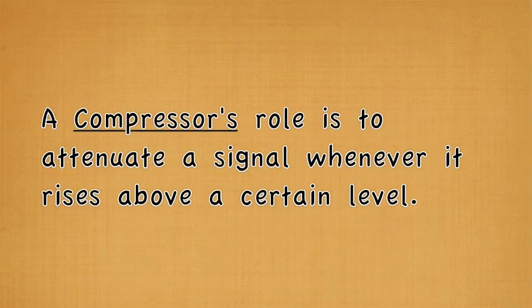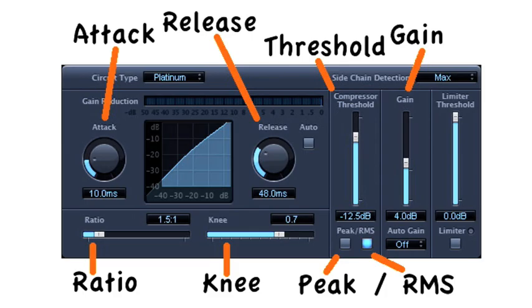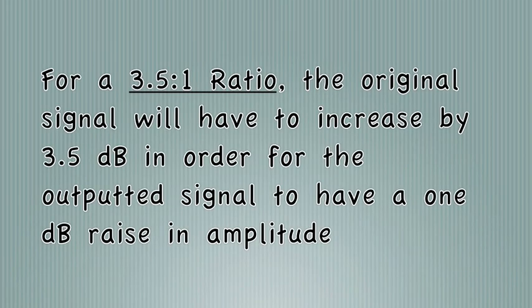A compressor's role is to attenuate a signal whenever it rises above a certain level. Again, as with noise gates, the point at which a compressor takes effect is the threshold. The degree by which the original signal is attenuated is called ratio. For example, if the ratio is set to 3.5 to 1, the original signal will have to increase by 3.5 dB in order for the outputted signal to have a 1 dB raise in amplitude.